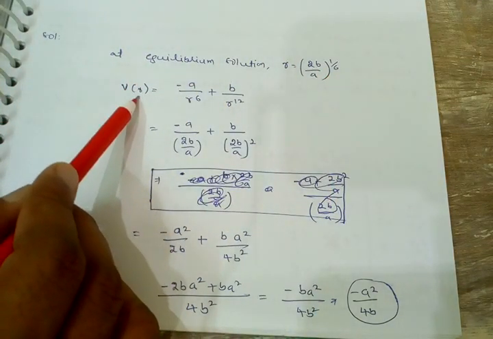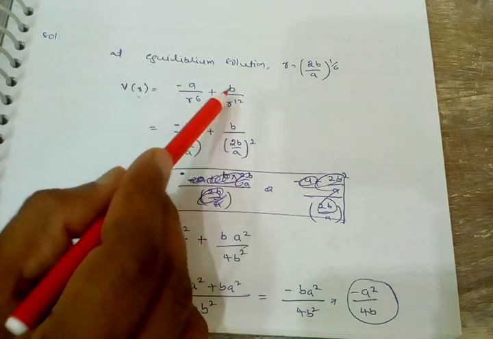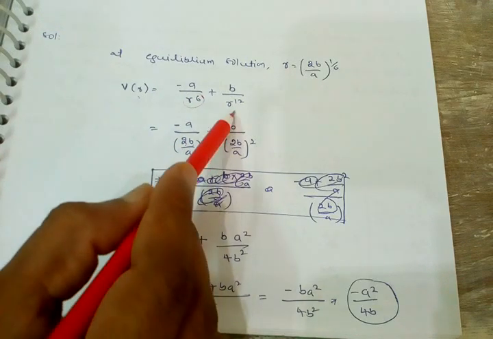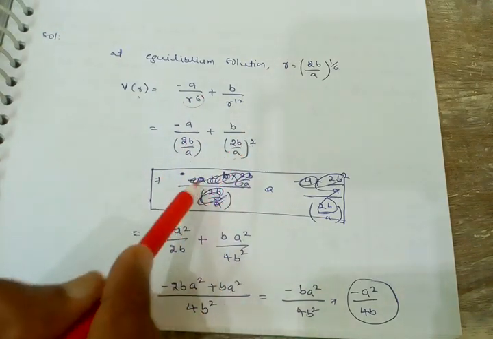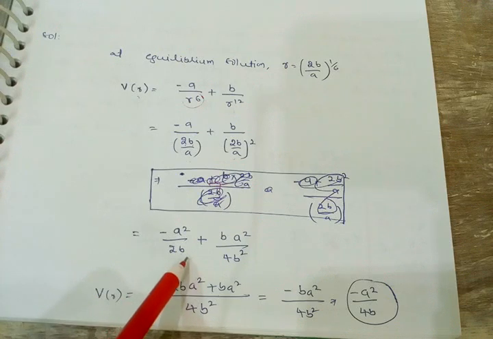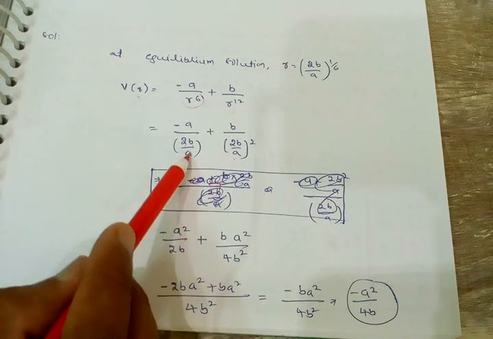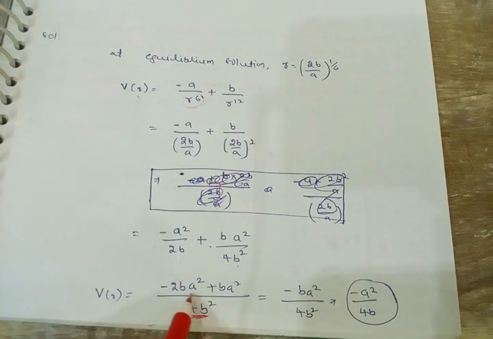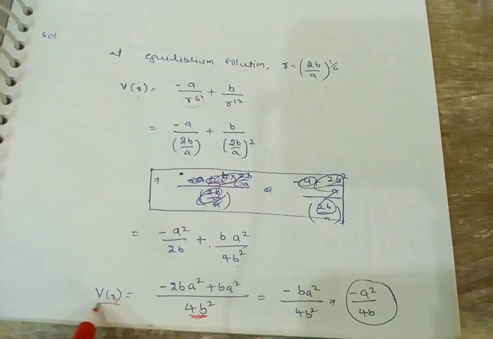V of r, the potential function, is minus a by r power 6 plus b by r power 12. Here, for r power 6 we substitute 2b by a, and for r power 12 we substitute (2b by a) whole square. Simplifying, we get minus a square by 2b plus b a square by 4b square. We take 4b square in common, and we get minus b a square by 4b square. The b cancels, giving minus a square by 4b. So the potential at equilibrium separation distance is minus a square by 4b. This is the answer.